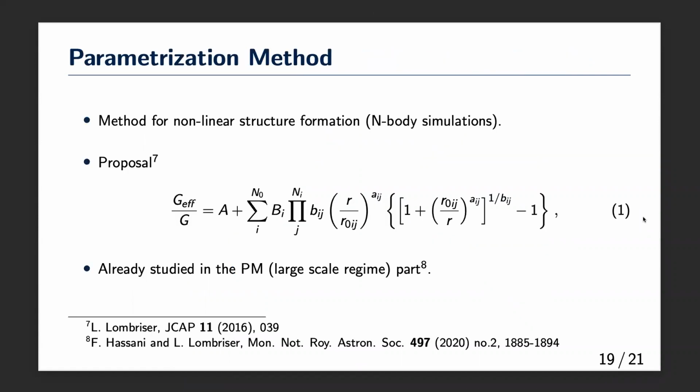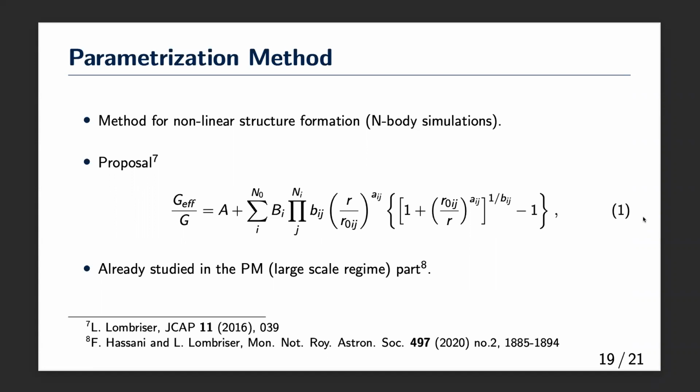But then there are also other methods that are, let's say, more model independent. This is, for instance, a parameterization method that is used for n-body simulations, and in particular for the nonlinear structure formation. This was a relatively recent proposal to modify the gravitational constant in this way. Here you can see that we have a lot of free constant parameters like A, capital B, small b, R0, and small a, that can be used to include the modification of gravity given by our modified gravity model into an effective cosmological constant.